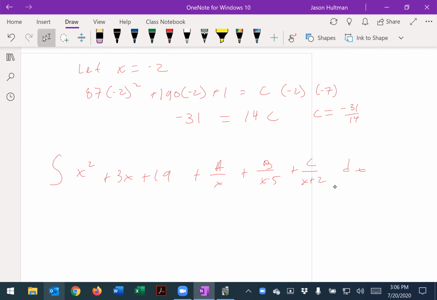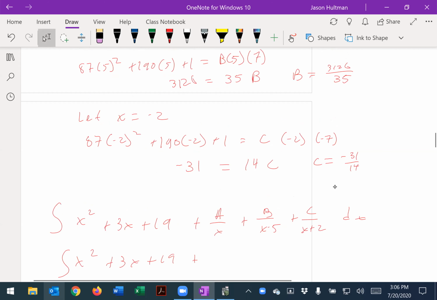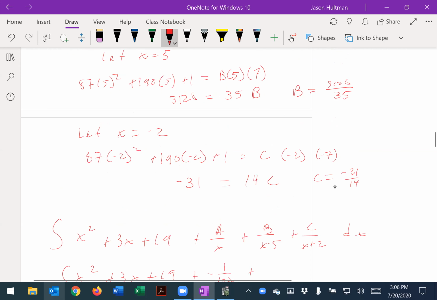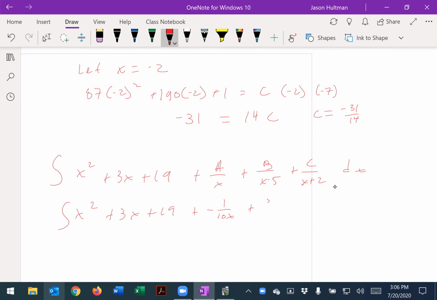So this is the integral of x squared plus 3x plus 19 plus, what do we say a was? A was my -1 over 10. So this is -1 over 10x plus, what's b? B is my 3126 over 35. So this is 3126 over 35 times x minus 5, plus, or minus in this case, c is negative. So minus 31 over 14 times x plus 2 dx.